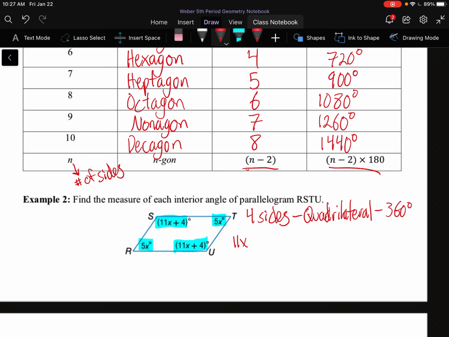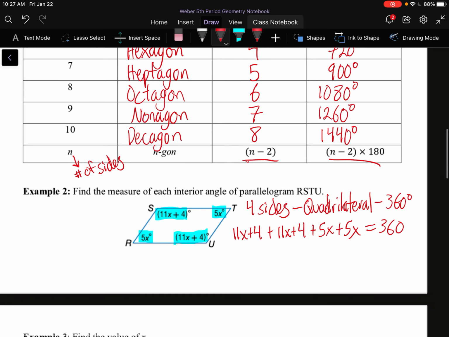I'm going to take 11x plus 4, add it to another 11x plus 4, then add it to 5x, and add it to 5x. Those are all of my angle measurements, and I can set those equal to 360 degrees. Now I have an equation where I can solve for x, because when I solve for x, I can plug them back in to each of these angles, and I will know my angle measurements.